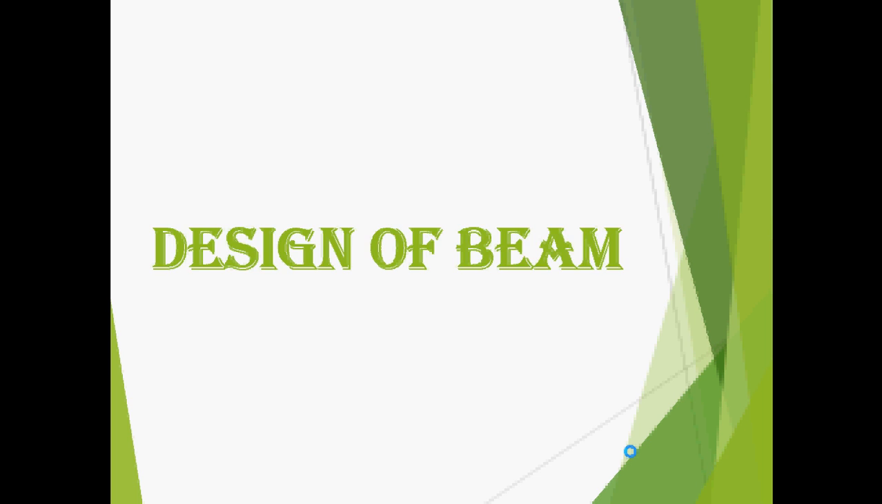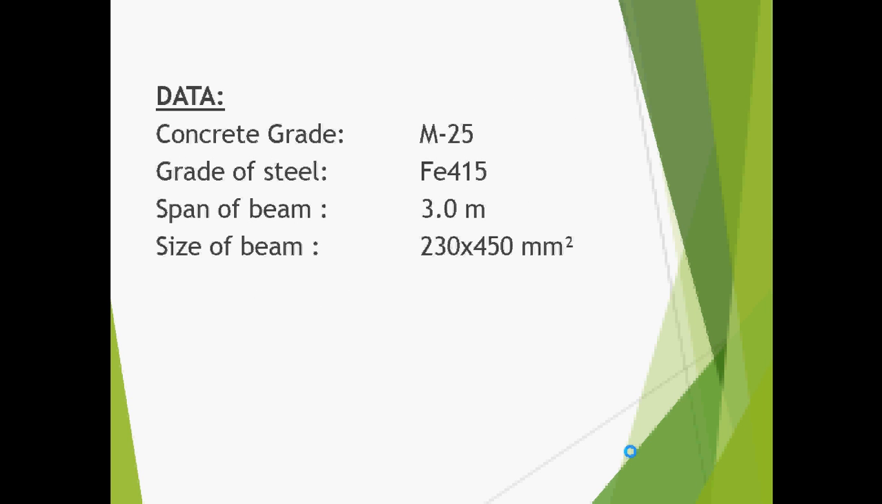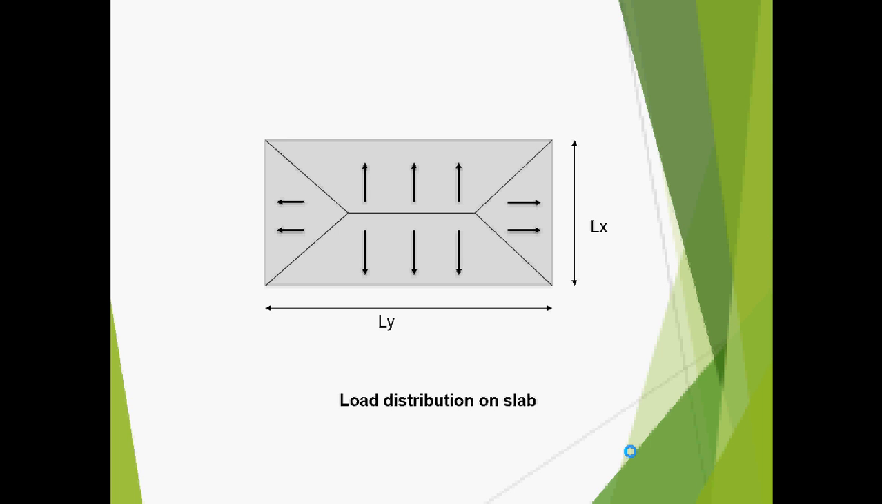Coming to the design of the beam, these are some specifications of the beam, and these are the materials used for the beam. You can see we have a long span and a short span, Ly and Lx respectively. On the Ly portion we have a trapezoidal load distribution, and on Lx we have a triangular load distribution.